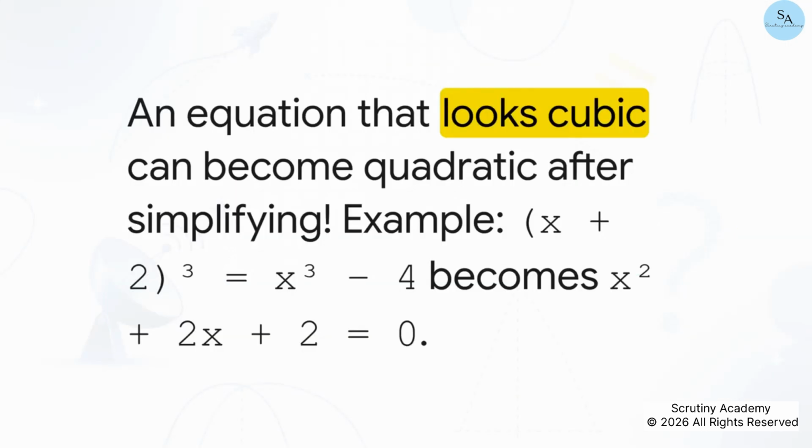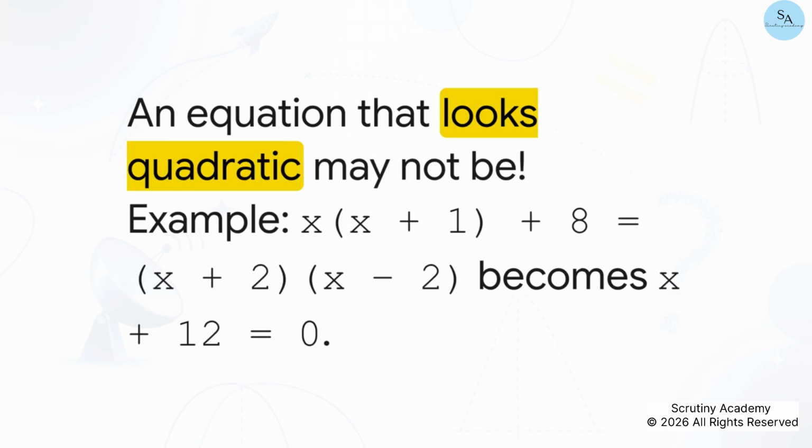Now, for a very important exam tip. Looks can be deceiving. You might see an equation like this one, with an x cubed in it, and immediately think, nope, not quadratic. But hold on a second. Look what happens when you simplify it. The x cubed terms on both sides actually cancel each other out, and what you're left with is a hidden quadratic equation.